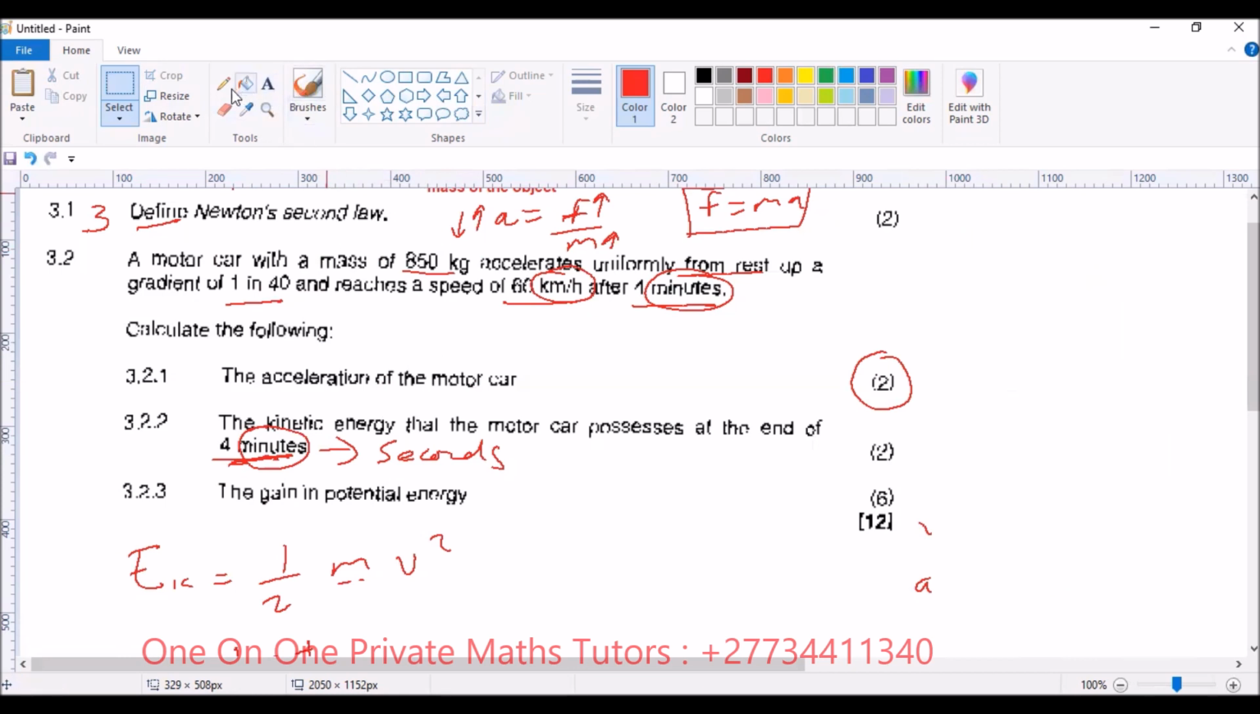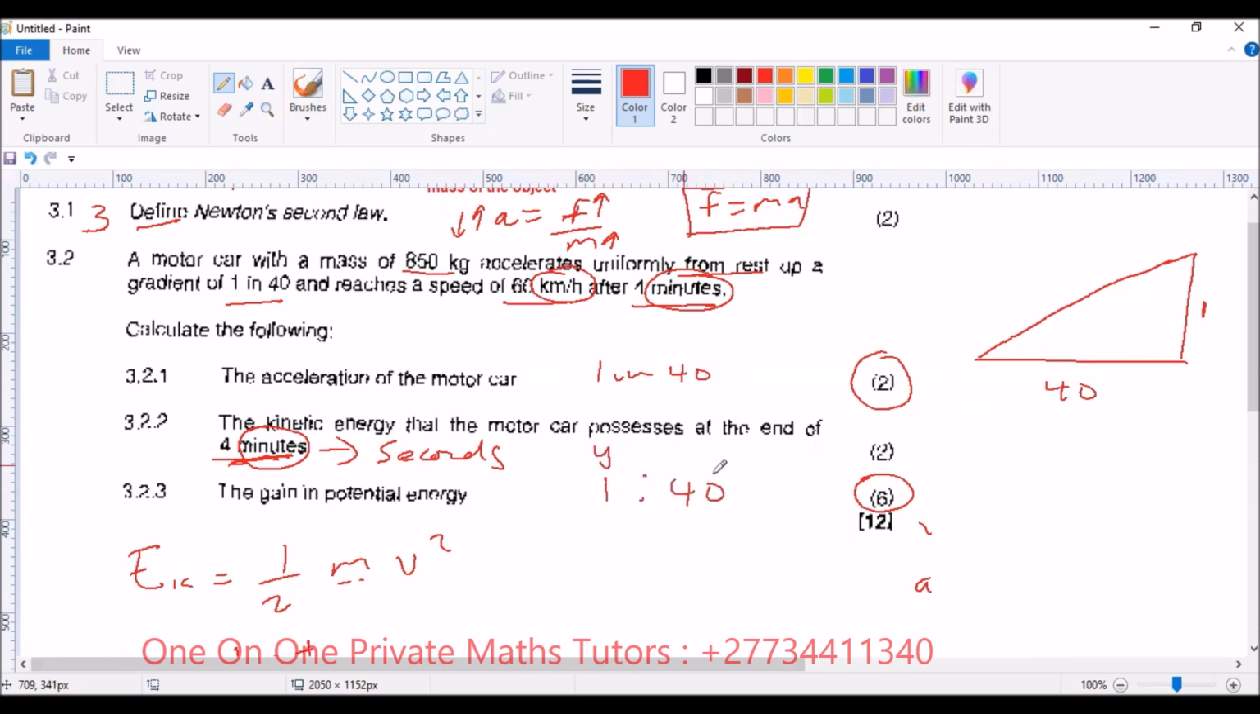we have to have a diagram. Let's look at our diagram and look at the marks, 6 marks. So this is quite some work. Okay, our gradient is 1 in 40, which means 1 is to 40, which means our y there, our x there. So our y is 1, our x is 40.